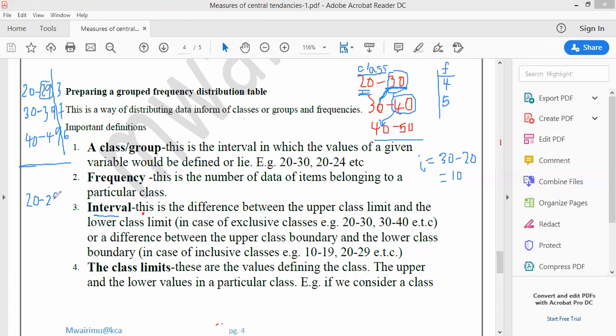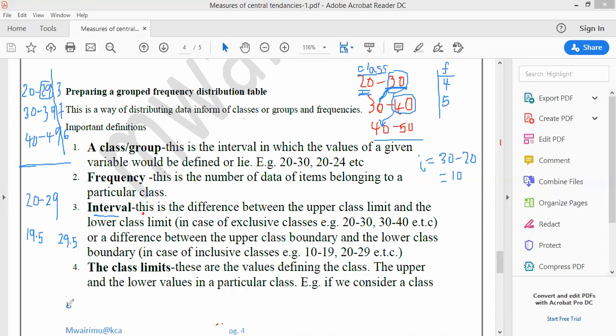On the lower end, I'm going to subtract 0.5, so I'll end up having 19.5 on the lower end. On the upper end, I'm going to add 0.5, so I'll end up having 29.5. You now take these two boundaries. We want to get the interval.